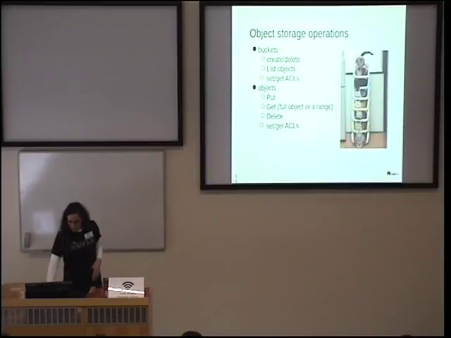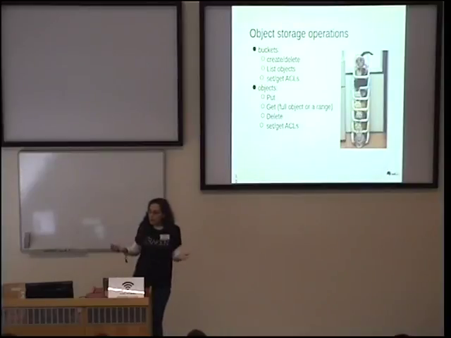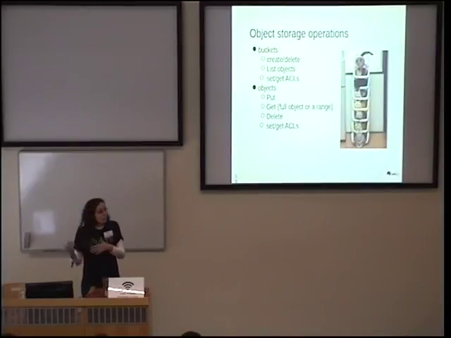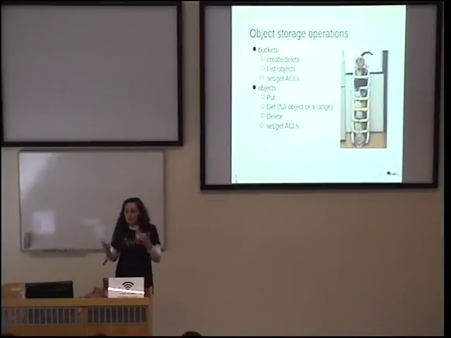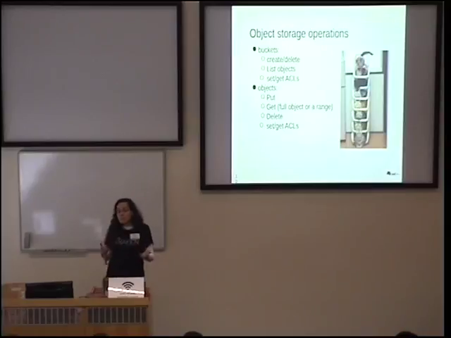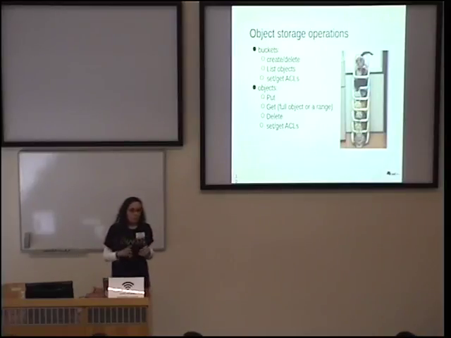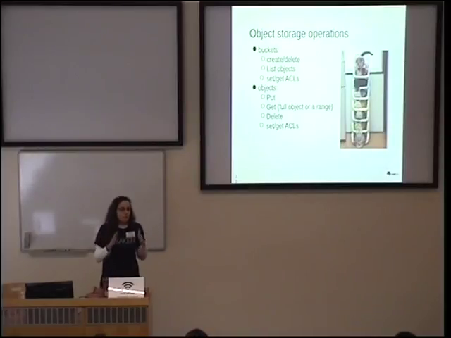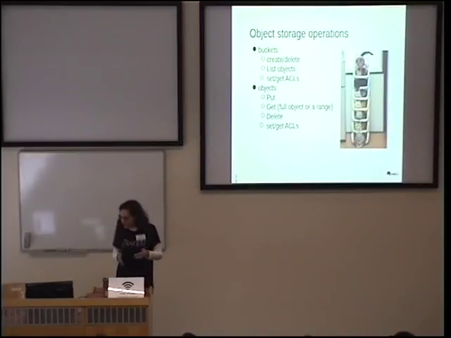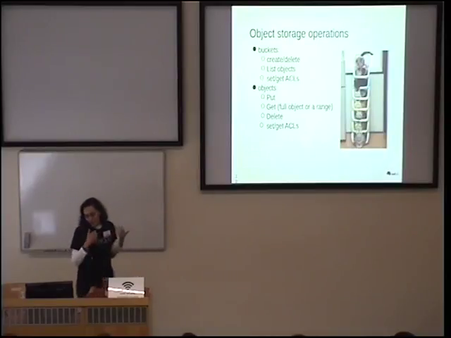So what kind of API do we have? We can create and delete a bucket. We can list all the objects in the bucket. We can change access control per bucket. We can put an object, which means we write an object. We can read it, and we can actually read a range from an object. You don't have to read the whole object. You can read part of the object. You cannot write part of the object, but read you can. You delete it and change access control on objects.